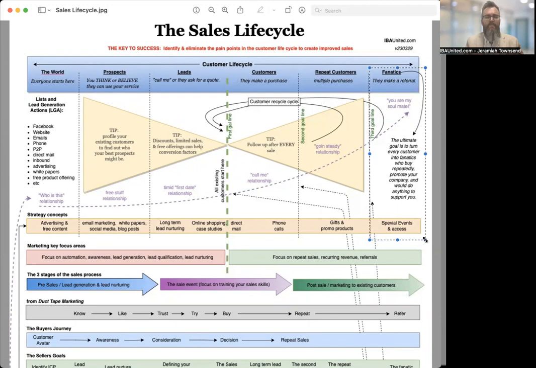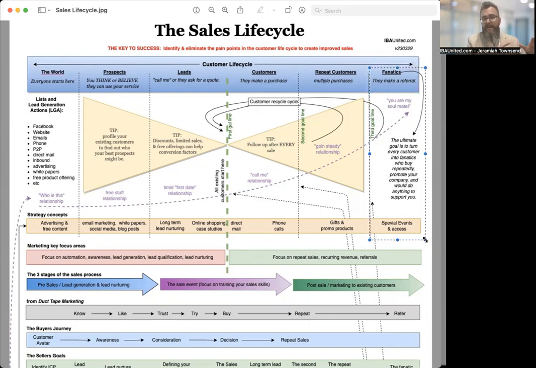And this is the level where the customer says, you are my soulmate. I want to marry you. I want to be with you forever. The ultimate goal is to turn every customer into a fanatic, every single one, so that they become basically salespeople and promoters for your company, sharing that.